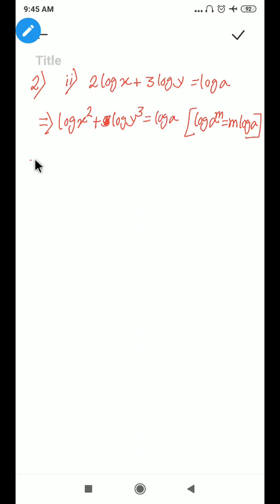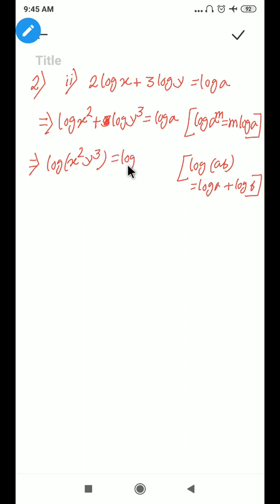Now we know that for addition of logarithms, you know this formula, logarithm a into b is equal to log a plus log b. So this part is given here, so you have to go backward. So that will be logarithm x square into y cube is equal to log a.